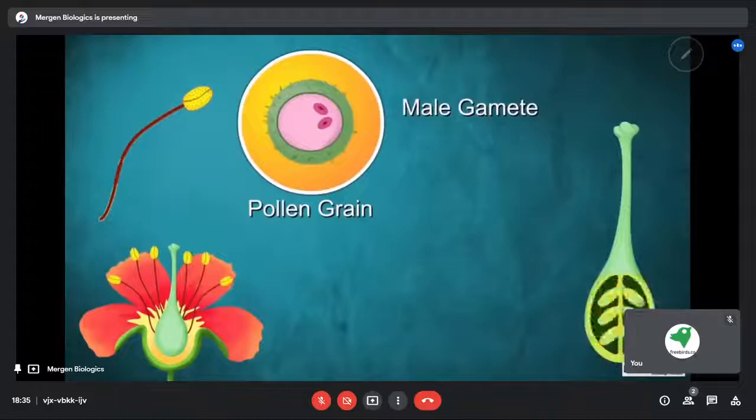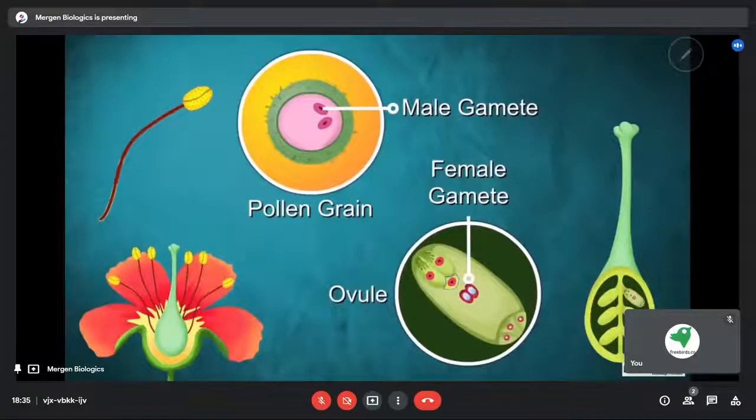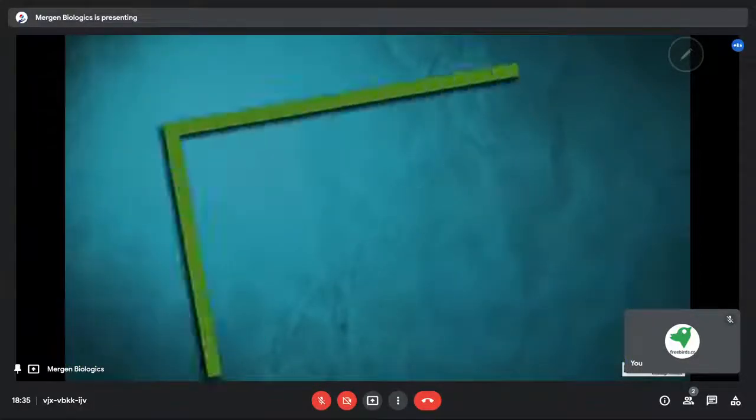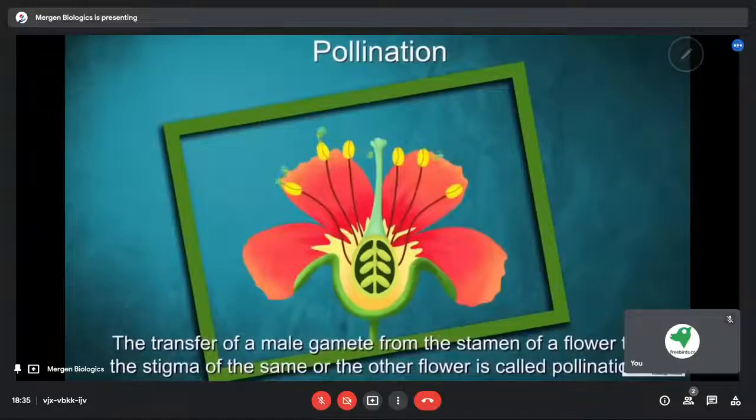So here the pollen grain works. The pollen grain has the male gametes, and the female gametes are present in the ovule. So the transfer of male gametes from the stamen of a flower to the stigma of the same or another flower, the whole process, is known as pollination.